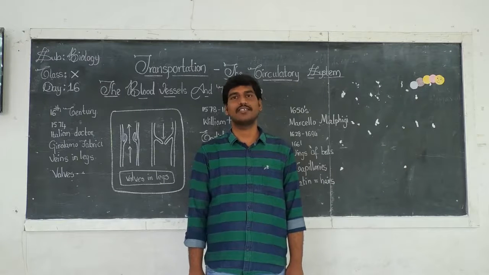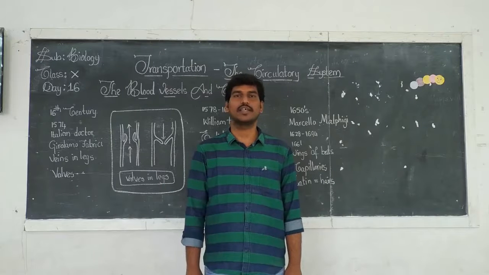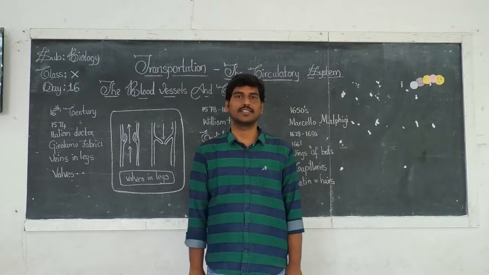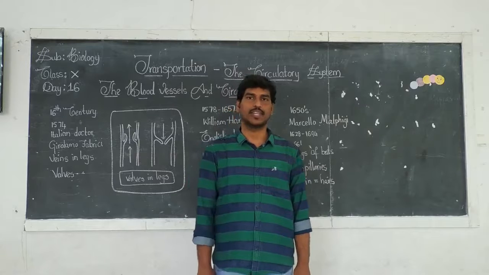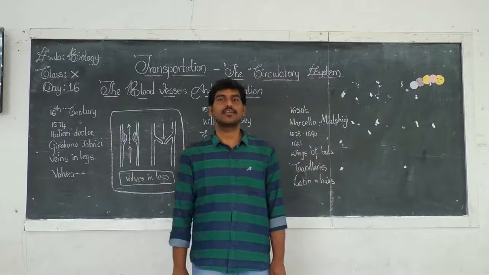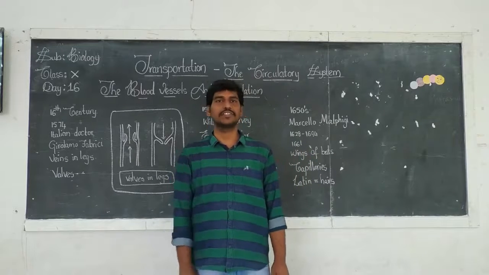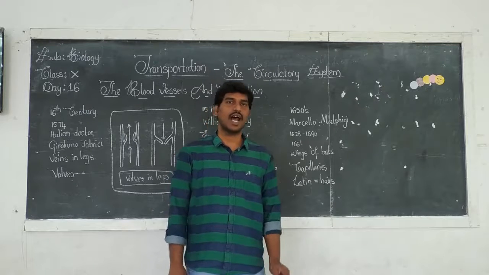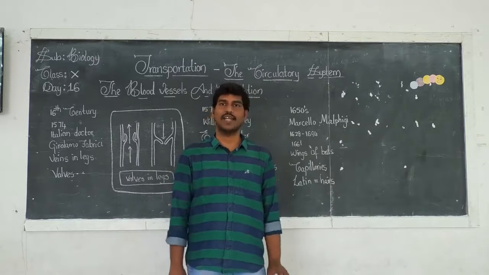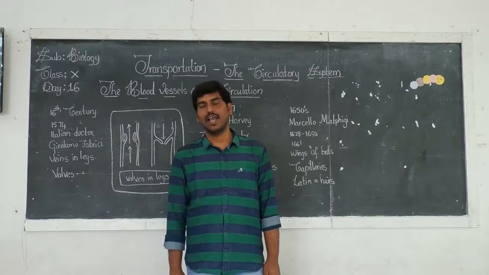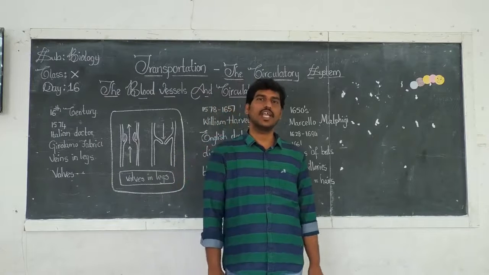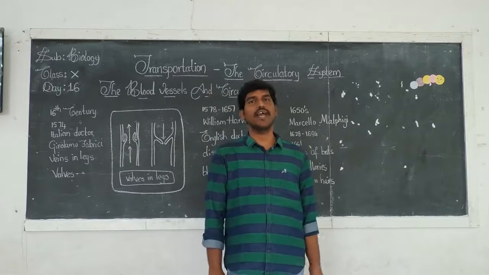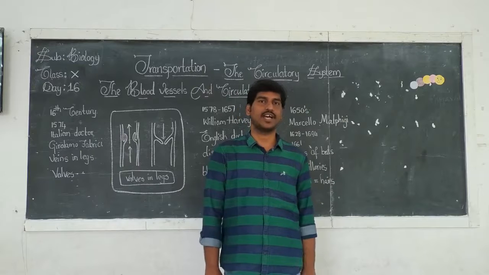Children, in the last class we were speaking about the circulatory system or the transport system. We have seen that the circulatory system consists of three main parts: heart, blood vessels and blood. Already we have discussed the external features of the heart and the internal features of the heart.